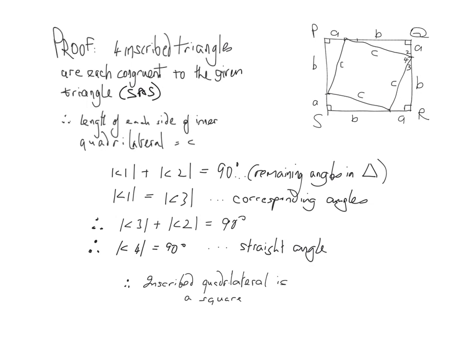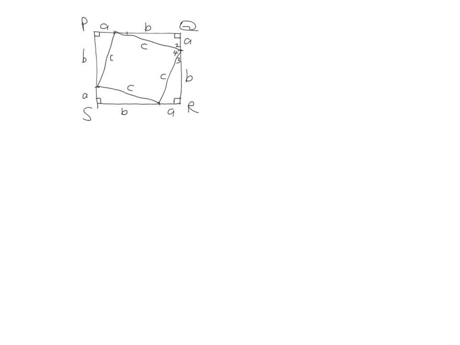So that in turn means that this inscribed quadrilateral is in fact a square, because all the sides are equal and all the angles are 90 degrees. So once those two facts are true, we know that it's a square, so we can say therefore the inscribed quadrilateral is a square.